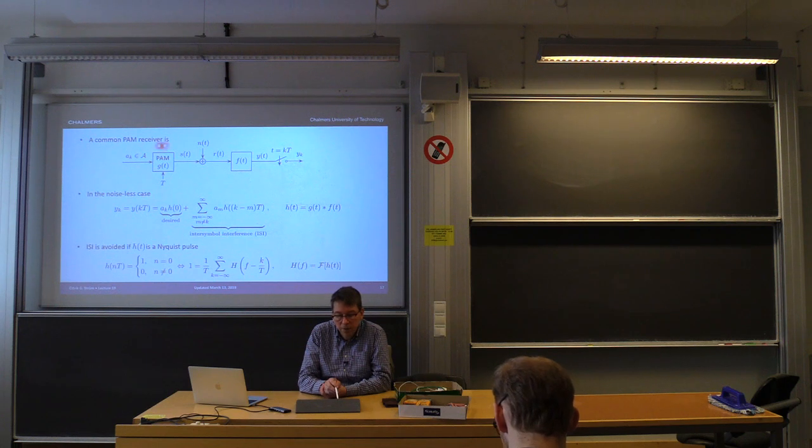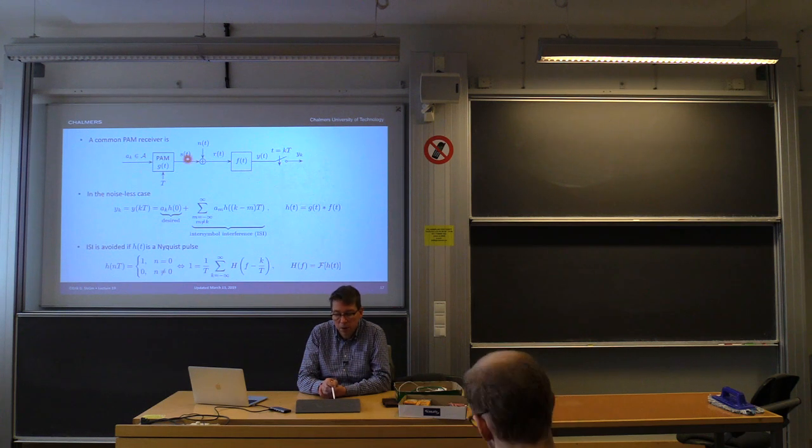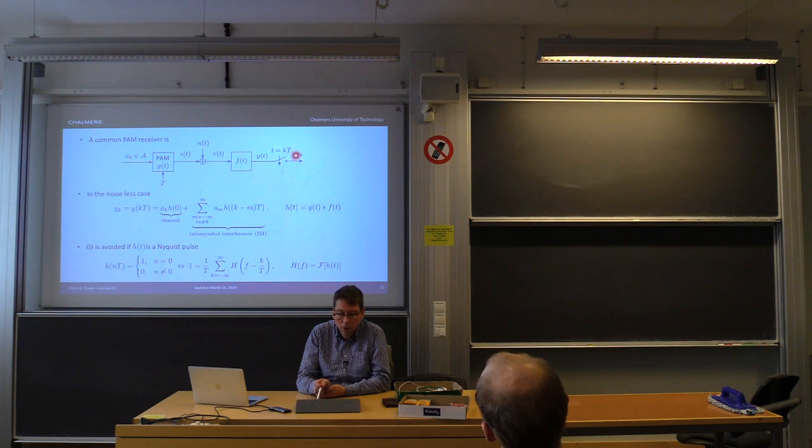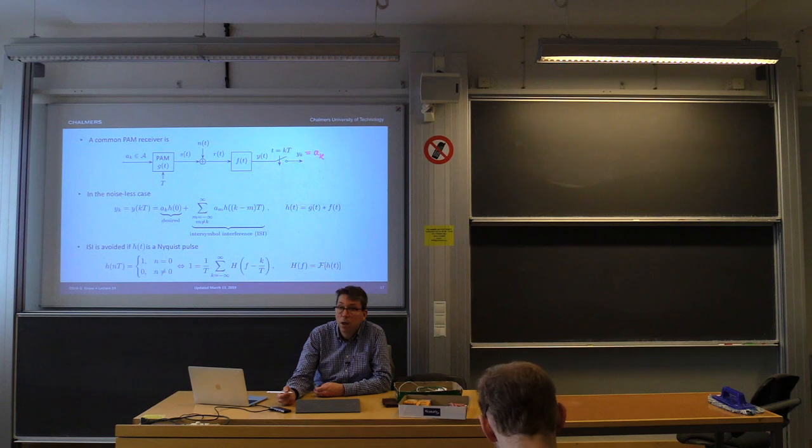So a common receiver looks something like this. We have now the symbols that we would like to transmit. We have some transmitted signal, there's some noise. So the received signal is the sum of what is transmitted plus noise. Then we filter the received signal and we sample it, and then we get some discrete thing here. And obviously ideally we would like y_k to be equal to a_k. That would be nice. That's the goal, right?